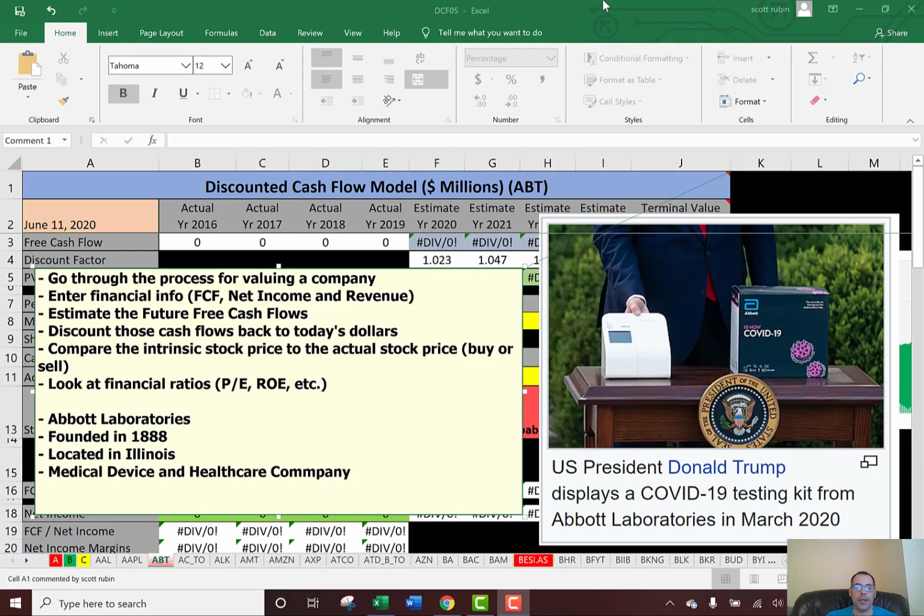So Abbott Laboratories was founded in 1888 and it's located in Illinois, and they make medical devices. And right here you can see a picture of a medical device made by Abbott Laboratories, which is a testing kit for COVID-19.